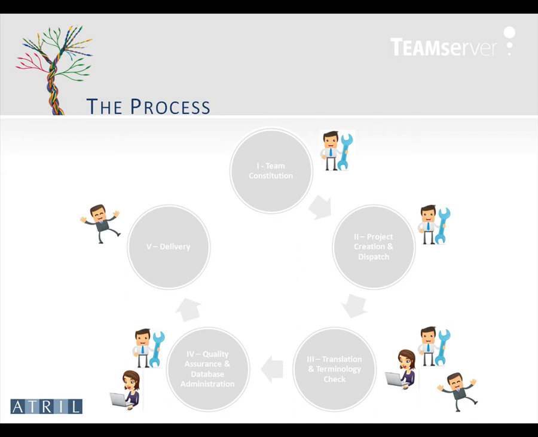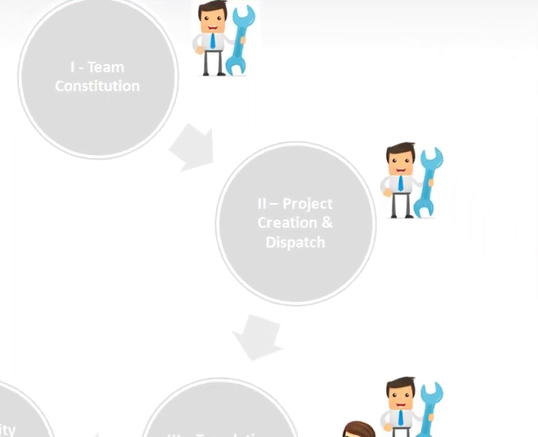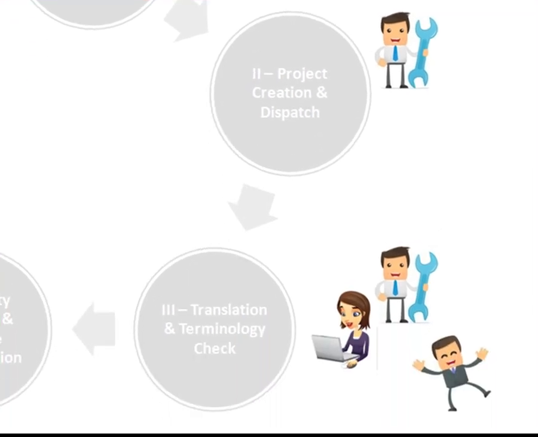Let's now have a look at the whole translation process with TEAMserver 2. There are 5 main phases. The first phase involves forming all the teams, an administrator task. In the second phase, the administrator and project manager create the project and dispatch the work among various translators. In the third phase, the translators, proofreaders, and reviewers work simultaneously under the supervision of the project manager and the end client when necessary.